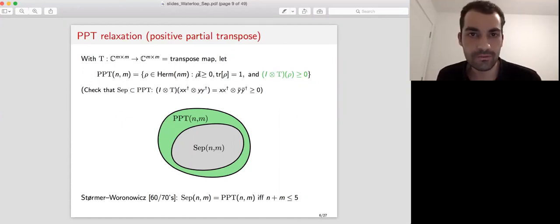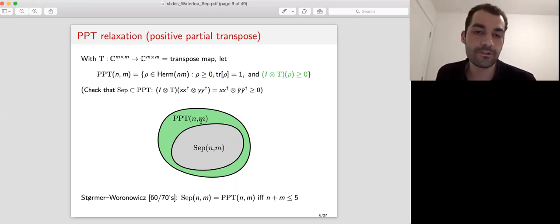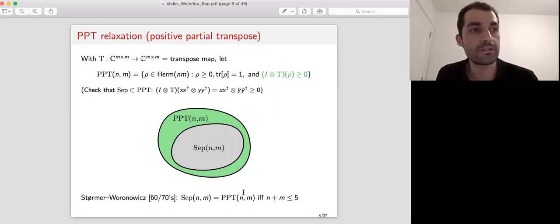So that's kind of efficient. So you can efficiently optimize a linear function on PPT or efficiently decide membership. But unfortunately, SEP and PPT only agree in the very low dimensional cases. Whenever n plus m is less than 5, it was shown in the 60s or 70s that SEP is equal to PPT. Otherwise, for other values of n and m, these two sets are distinct.